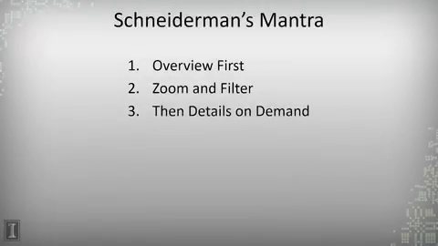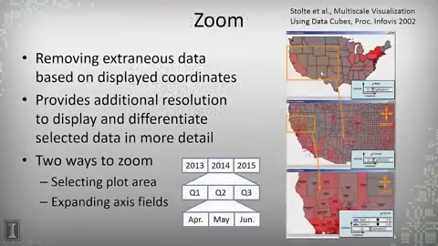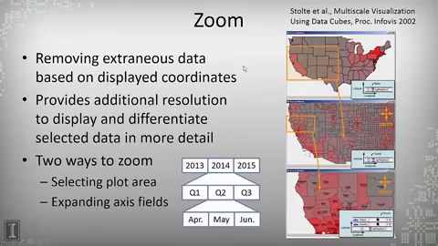So the next step of the mantra is zoom and filter. So let's look at zooming. What does zooming do? Zooming helps us focus on a portion of the plotted data. It removes extraneous data that's outside of our zoomed in area.